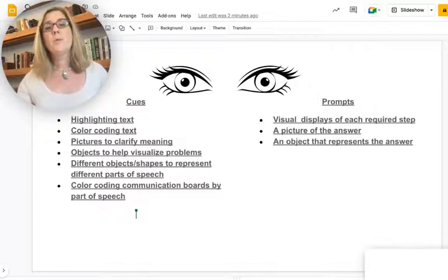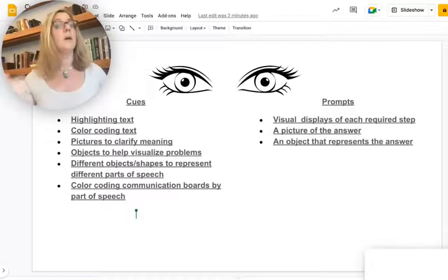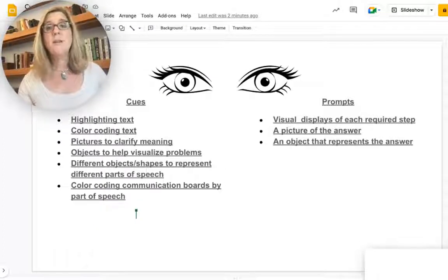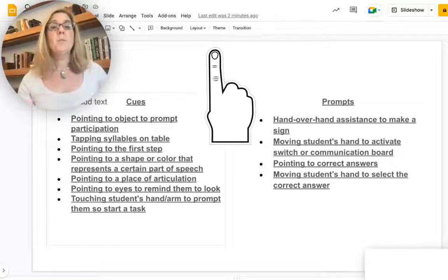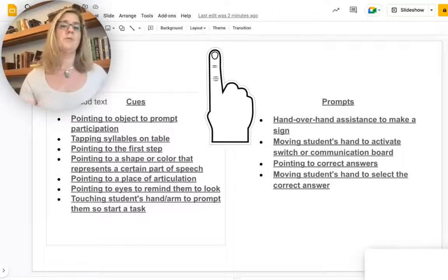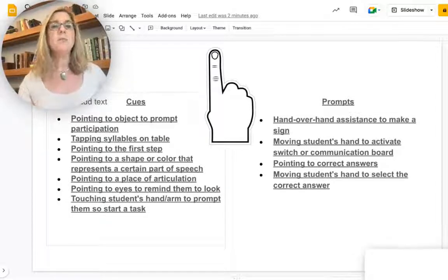On the other hand, prompts, visual prompts, include visual displays of each step required, possibly a picture of the answer, an object that represents the answer. And then we have tactile cues, which can be pointing to a prompt for participation. It can be tapping syllables. It can be touching the student's arm to prompt them to start a task.